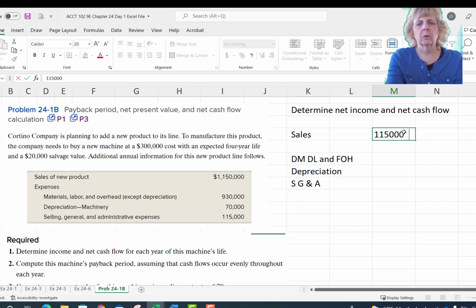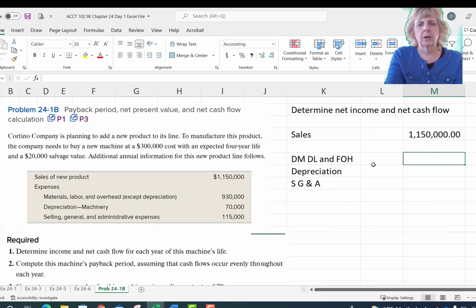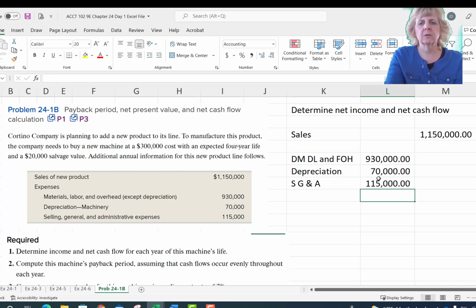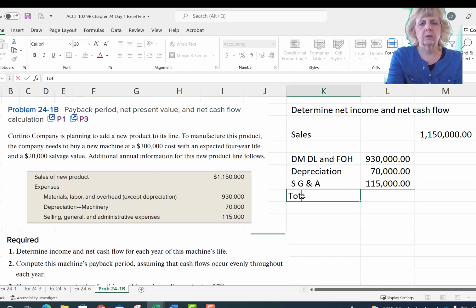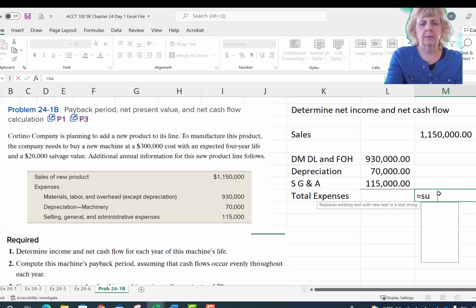The sales are $1,150,000. Direct materials, I think I'll create some space here. The direct materials are $930,000. The depreciation is $70,000. You should be able to compute that on your own by looking at the information. And the SG&A is $115,000. Let me go ahead and add those up. I'll call this total expenses, and I'll sum those up. Whoops, there, equals sum.